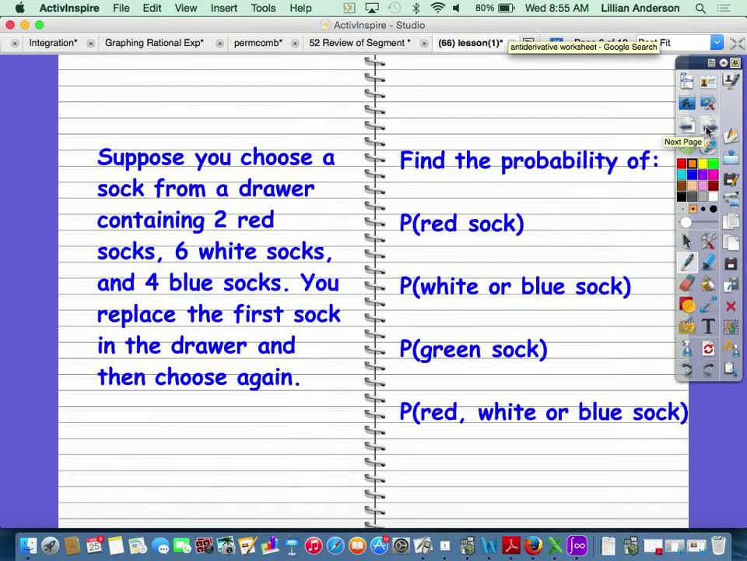Over here, you have a sock drawer containing 2 red socks, 6 white socks, and 4 blue socks. You replace the first sock in the drawer and then choose again. How many socks are in this drawer? There are 12, okay? So your denominator should be 12 in a lot of these situations. Find the probability that you have a red sock. 2 out of 12 reduces down to be what? 1/6.